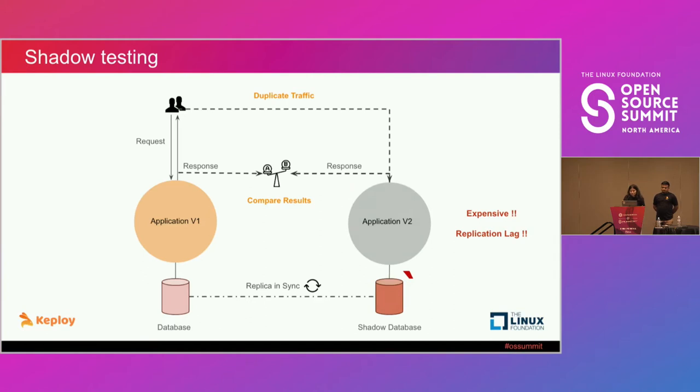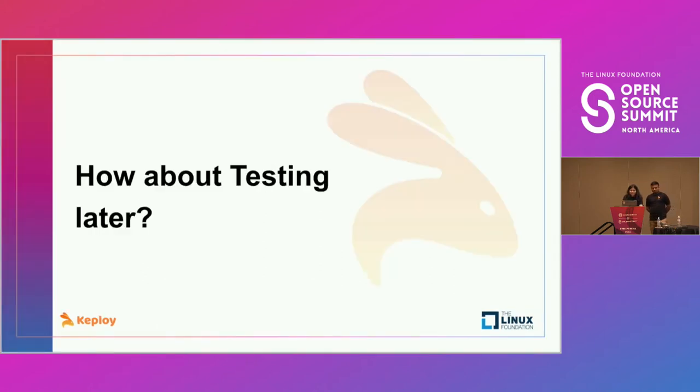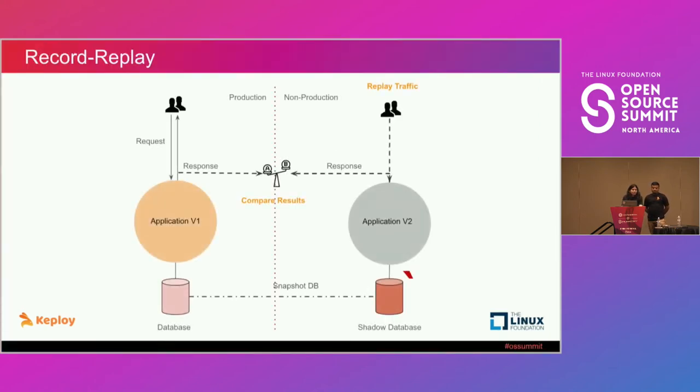So we were like, how about testing it later in time? Why do we need to do it in real time, mirroring the traffic? So what we did was we recorded the traffic from production and replayed it in a non-prod environment. Instead of creating a replica that keeps in sync, we created a snapshot database in a non-prod environment and replayed the traffic. First we captured the user traffic from production, then we replayed it after setting up the shadow database or the snapshot database.